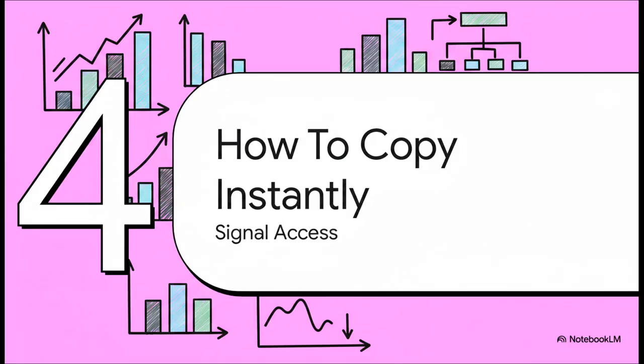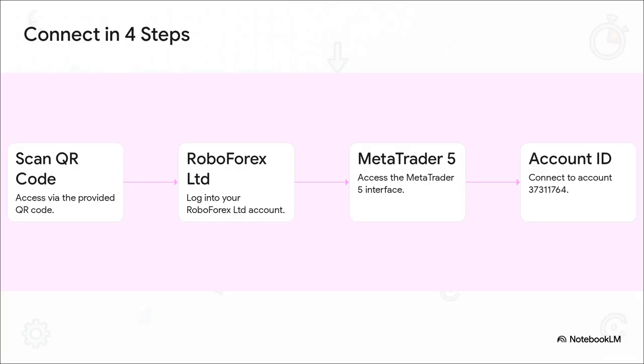Let's transition over to Section 4, How to Copy Instantly. Getting connected to this signal is a really straightforward process, but you do need to be precise. Step 1, simply scan the official QR code. Step 2, log into your RoboForex account. Step 3, navigate over to the signal page and hit copy.